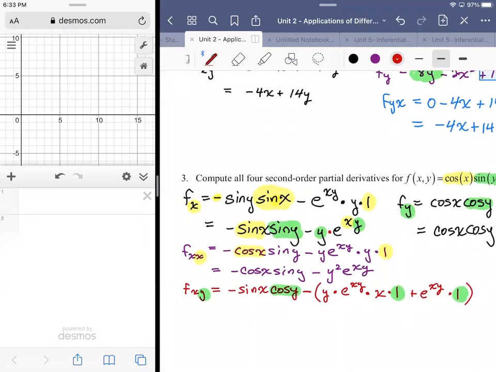Right. So again, it might be something that you look at and say, well, I can clean this up a little bit. But again, if you don't have a reason to, don't go too crazy. Sine x cosine y minus, you can leave it in parentheses if you want. I see a common e to the xy, you can factor it out. If it turns out that that's something you need to do, then by all means.